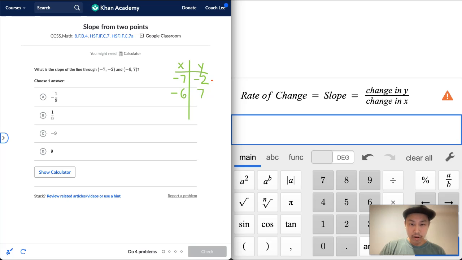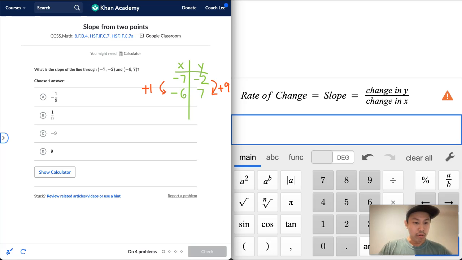All right? And then you're figuring out, oh, change in y is going to be negative 2 to 7. That's going to be what? A plus 9, right? I have to add 9 to get from negative 2 to 7. Change in x to get from negative 7 to negative 6. Be careful with your negatives. Look at your number line if you need to. That should be a plus 1, right? Negative 6 is actually a bigger number than negative 7. So change in y is plus 9. Change in x is a plus 1.